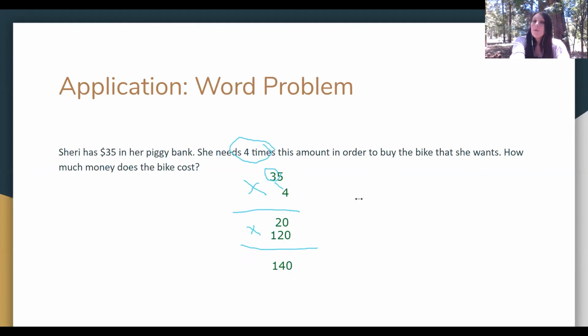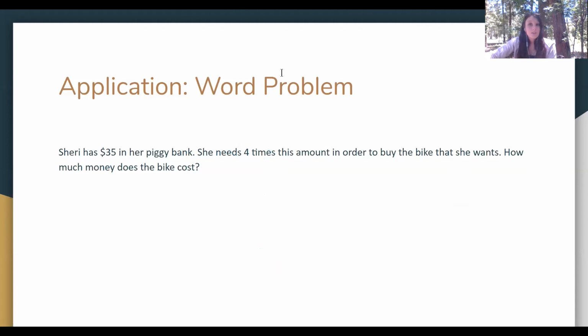So if we're going to write this out with our labels, because we need to label our word problems, we are going to say that the bike costs, because we're answering the question, how much does the bike cost? The bike costs $140, and we need to put a dollar sign because that is our label, right? So just like that, that is going to be our final answer. Perfect job, guys. You have applied this to a word problem, and you did a super great job with that.